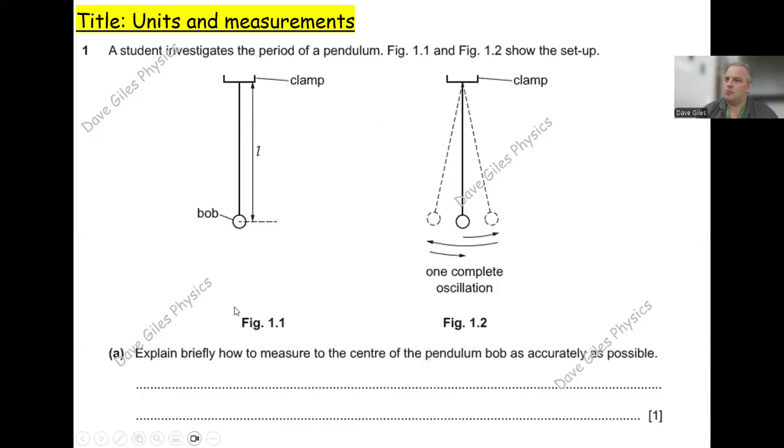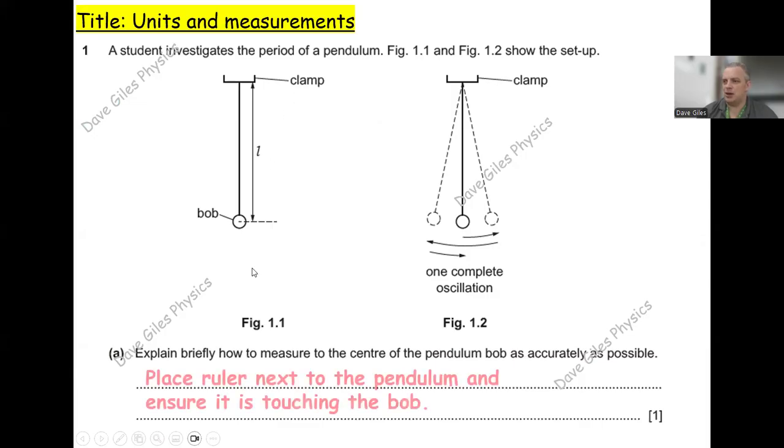Okay, so the student investigates the period of a pendulum. Explain how to measure the length to the center of the pendulum bob as accurately as possible. So you measure from the clamp to the center of the pendulum bob. Place a ruler next to the pendulum and ensure it's touching the bob. There are other ways you can do it. You can measure the string, and then you can also separately measure the bob, taking into account half its thickness, and add it to the length of the string that you are using.